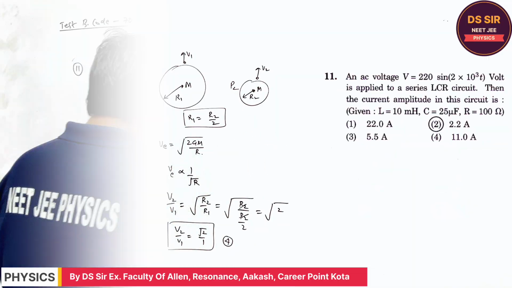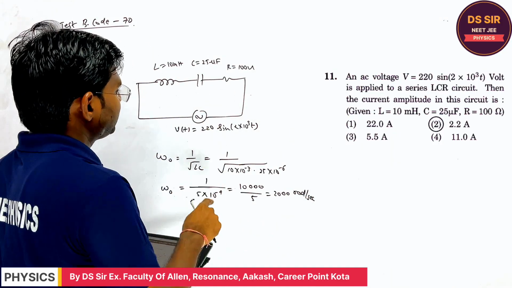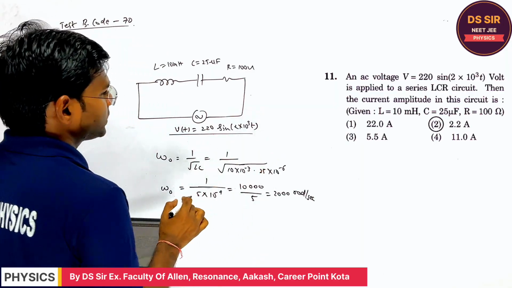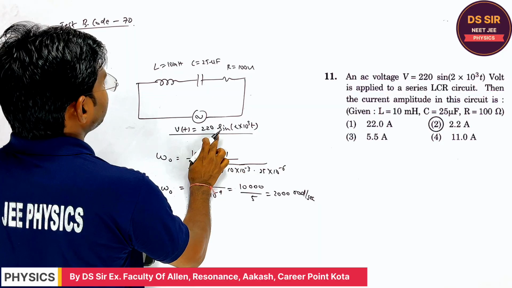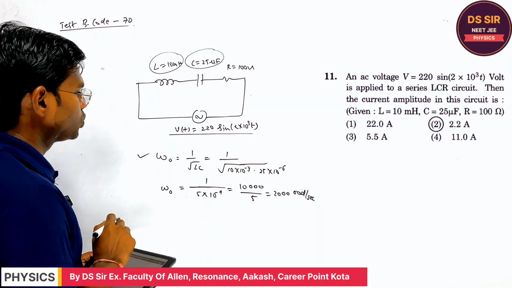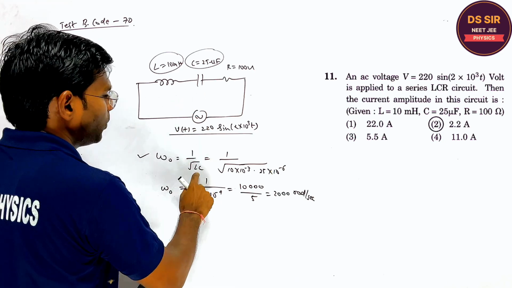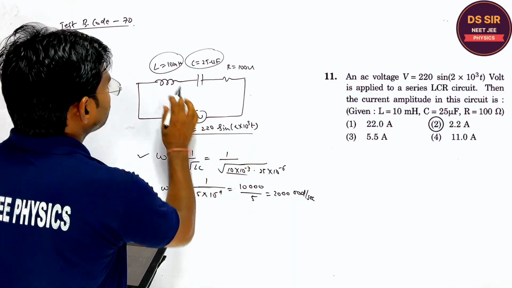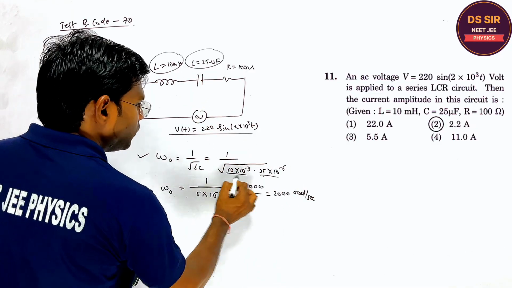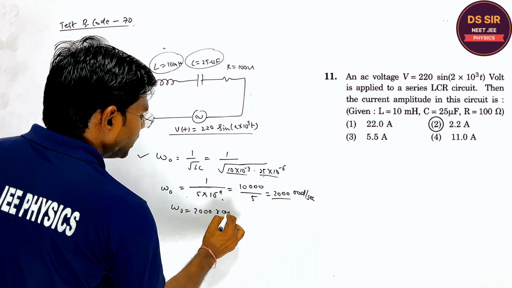So read question number 11. It is based upon the series LRC circuit, in which the circuit is in resonance. So what is given? The voltage source, the alternating supply, the inductance and capacitance are given. First of all, you have to find the frequency. The resonance frequency for this circuit is 1 upon root LC. If you put L equal to 10 millihenry and the capacitance as 25 microfarad, then if you simplify this, you will get the resonance frequency as 2000 radian per second.